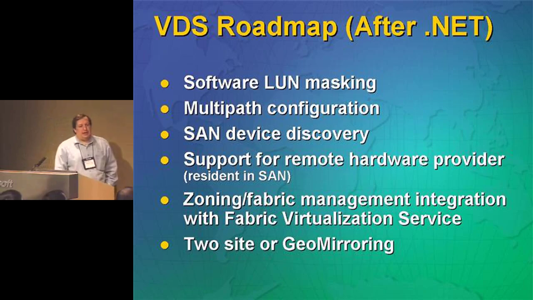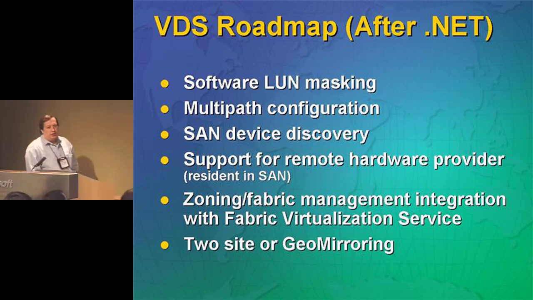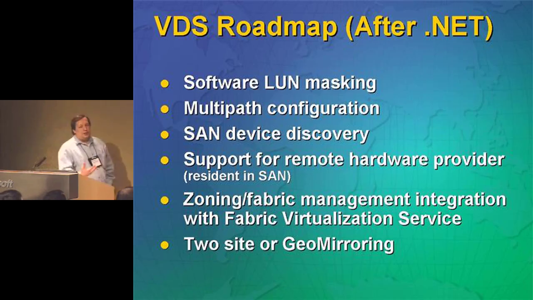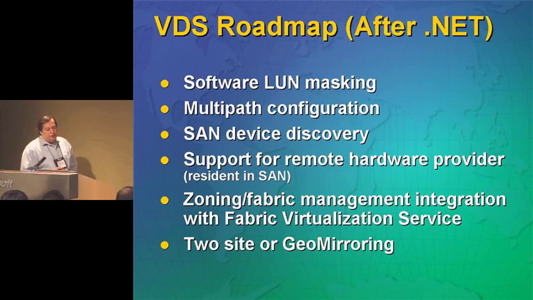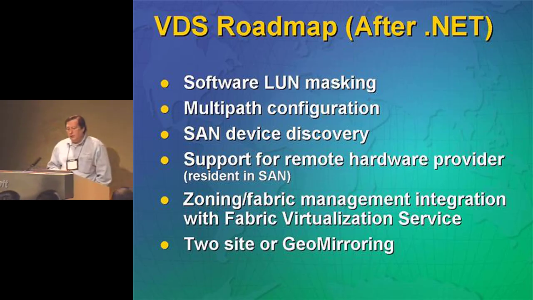Okay, so VDS is in its early versions within .NET Server. We do have a roadmap for future things. I want to make it clear that this is not VDS of today. This is the future that we're going to add in. We need to put in LUN masking to support multipath configuration. We need to do a little bit more work with SAN device discovery and remote hardware providers. If you've got a little bit of smarts in your array, you want to do some of the work down there, we're going to do some work. We also have a feature for fabric management.